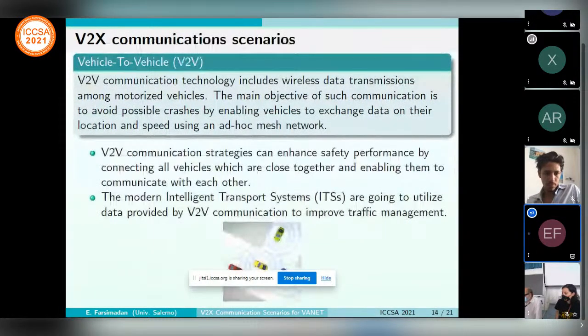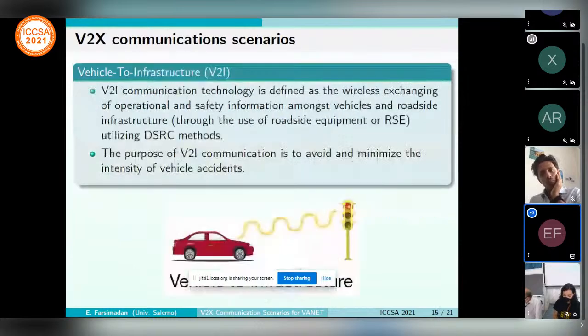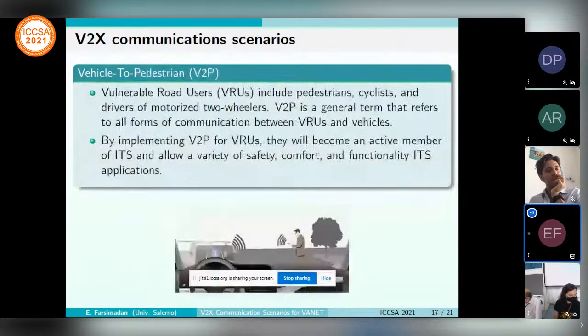In the rest of the paper, we investigate and explain each scenario separately. Here, vehicle-to-vehicle, or V2V. Here, V2I. Here, V2N. And here, V2P.